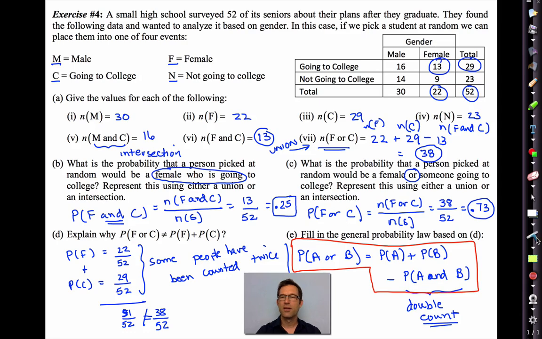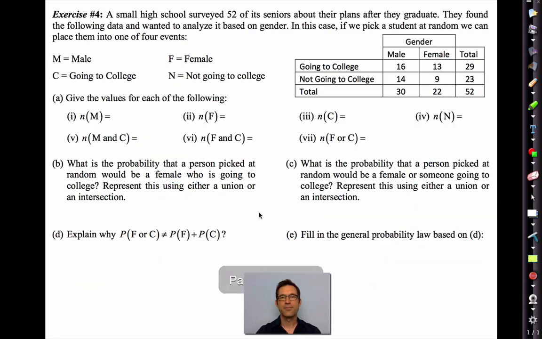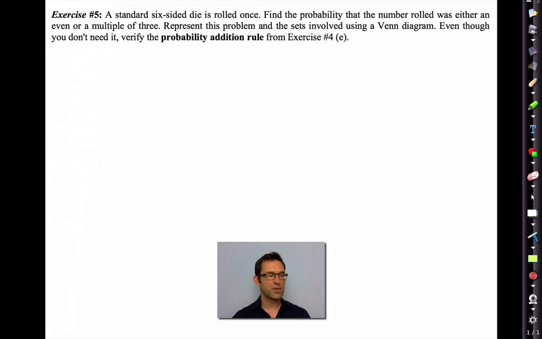Okay, clear out the text. Let's do another problem. Exercise 4. A standard 6-sided die is rolled once, just once. Very simple experiment. It asks us to find the probability that the number rolled was either, important word, was either an even or a multiple of 3. Represent this problem and the sets involved using a Venn diagram. Even though you don't need it, verify the probability addition rule from exercise 4E.